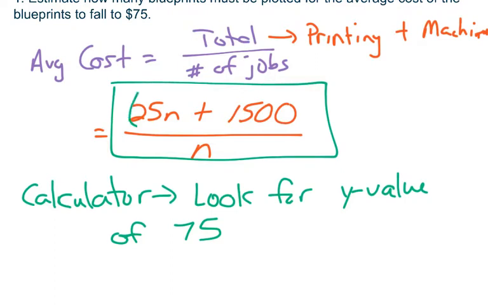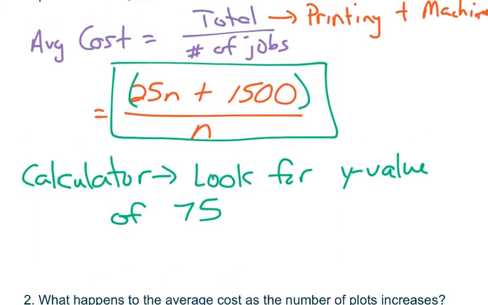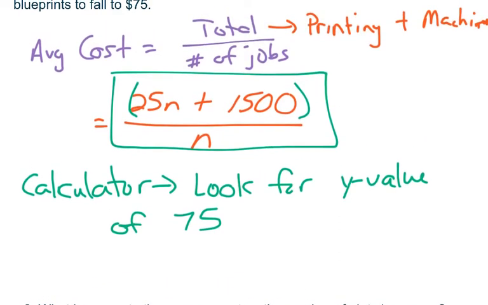Just make sure 25n plus 1500, and you'll have to use x, but make sure the numerator is in parentheses. And what we're going to do, we're going to look for the table, use the table to look for a Y value of 75. Okay, where that happens when you do that is right around an x value of 30. And I shouldn't say right around an x value of 30. It happens exactly at 30.